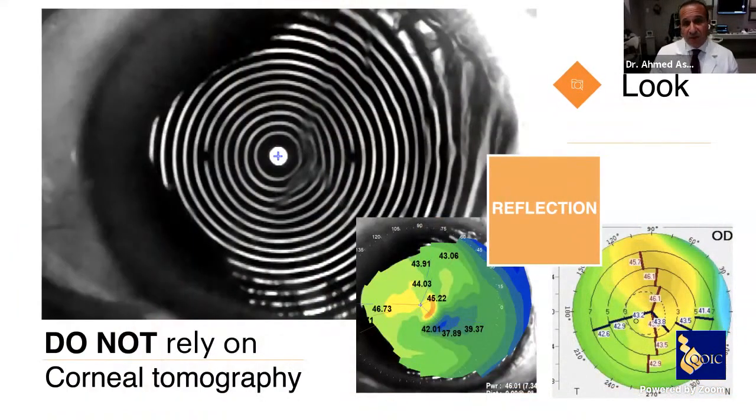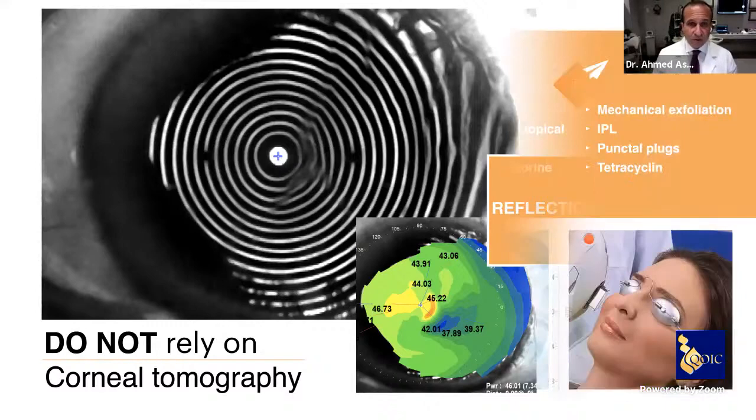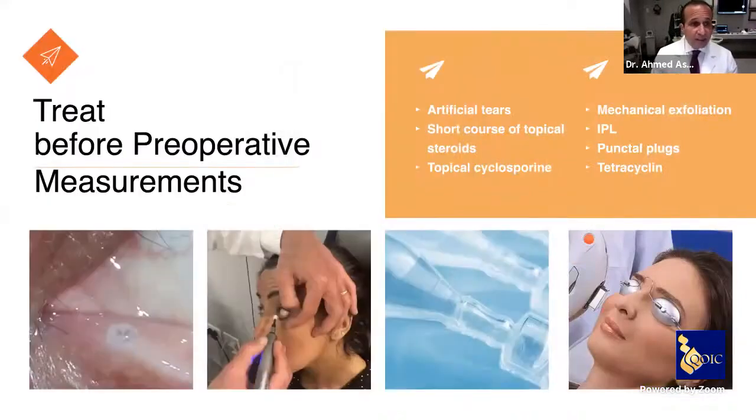Please do not rely on corneal tomography. Corneal tomography is less sensitive to detect dry eye compared to corneal topography. Topographies are based on reflections, and that's what we are looking for. We are looking for reflections on the corneal surface, not the thickness of the corneal surface, as in tomography. So please rely on topography because it's more sensitive to detect subtle changes on the ocular surface compared to tomography. And now, treat before any preoperative measurements.